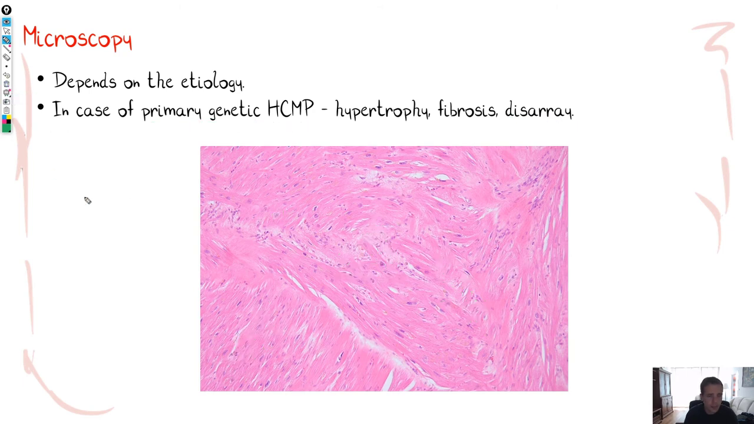But the problem is that disarray is not present diffusely. It can be found only in some regions, and it's very difficult to catch them in endomyocardial biopsy. So that's why the endomyocardial biopsy is usually negative. It won't help you. You will see just some sort of unspecific hypertrophy and fibrosis. And again, the diagnosis of hypertrophic cardiomyopathy is usually clinical and genetical, and the biopsy is rarely performed. But it's good to perform it in pediatric cases, as I said, because sometimes there can be some inborn error of metabolism involved, and we can see it in histology.